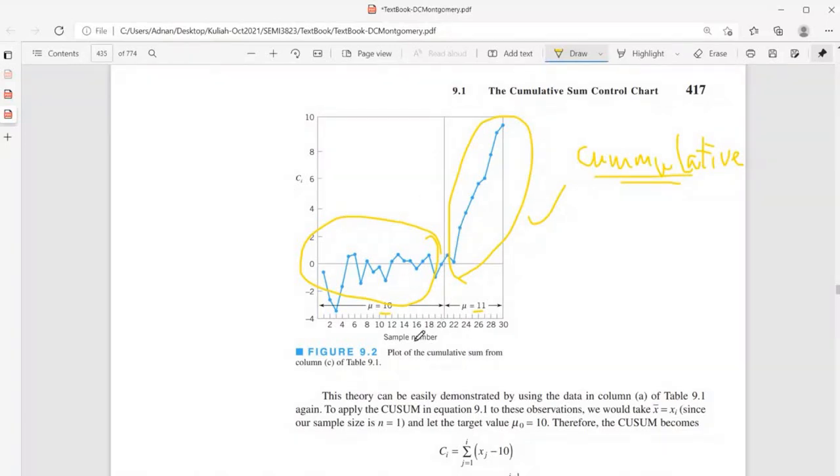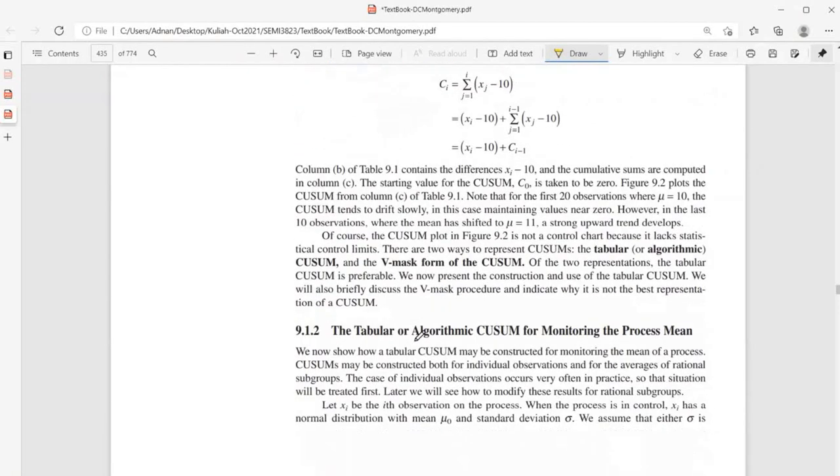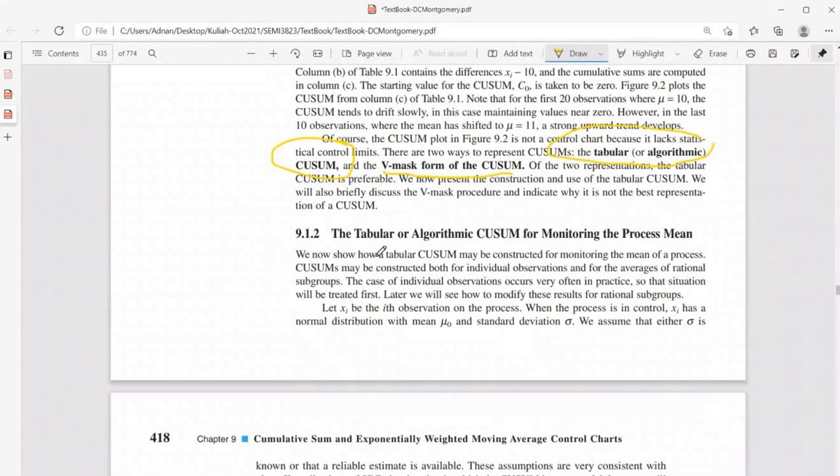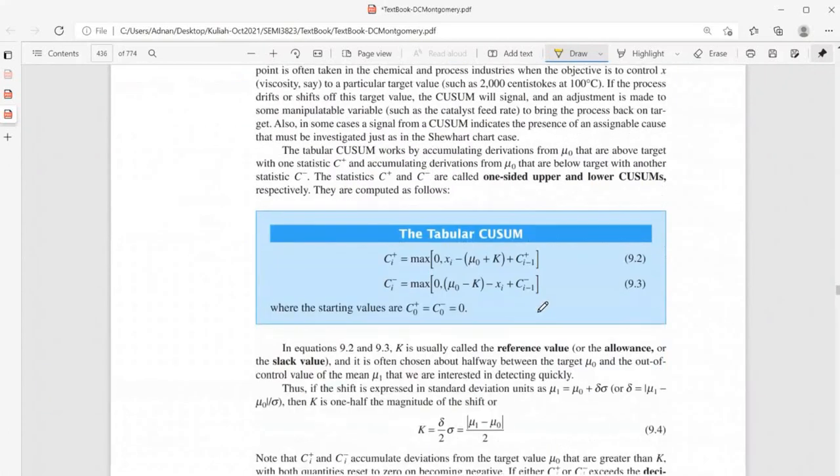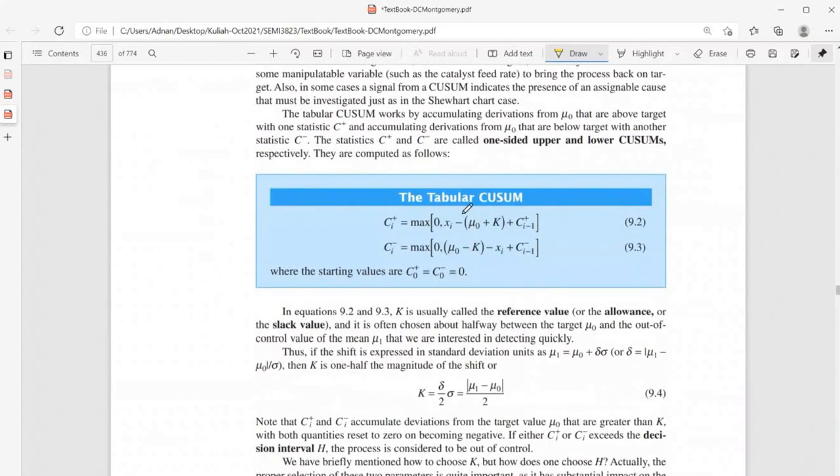This is the understanding of how the cumulative sum can be used. But this chart can be modified. We call it the tabular Q sum, or VMAS of Q sum. The tabular or arithmetic Q sum has a slightly different formula. This is where we get the tabular Q sum values, which are C plus and C minus. We need to use this when we use tabular Q sum.